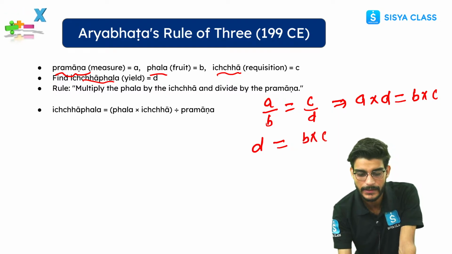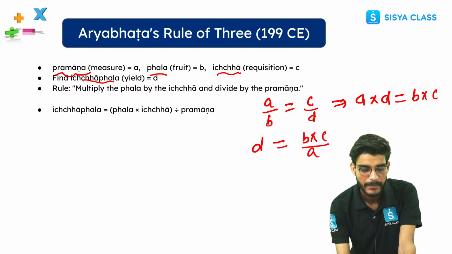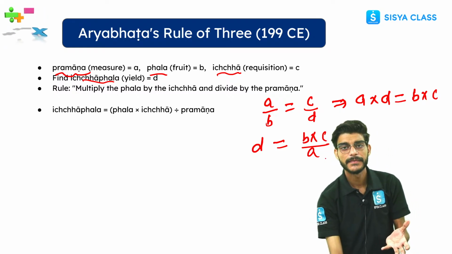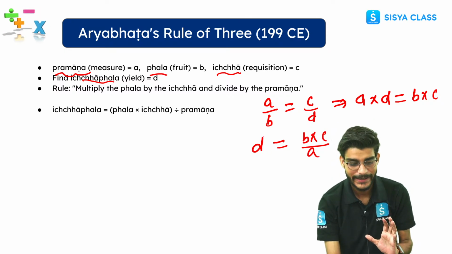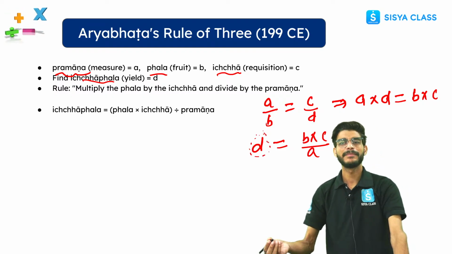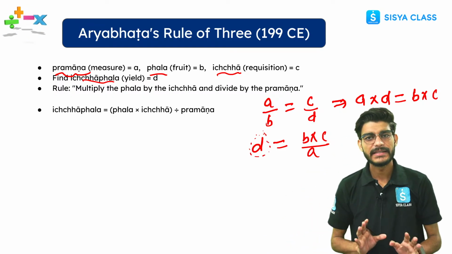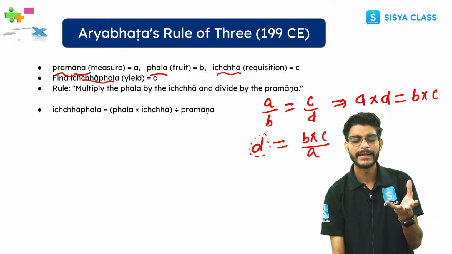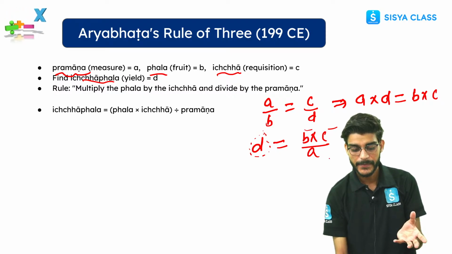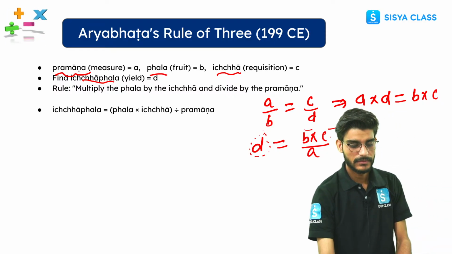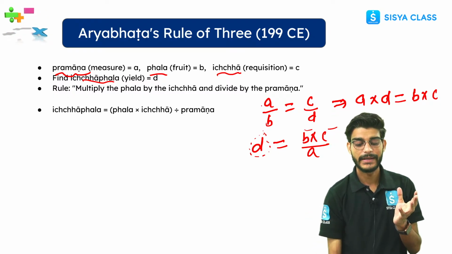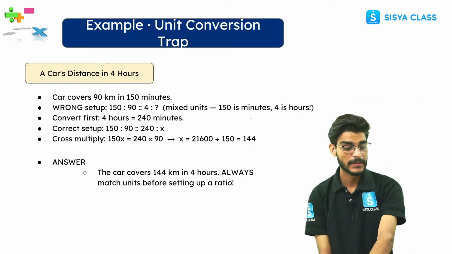B into C divided by A. Means Phala: B was Phala, Phala into Iksha divided by Pramana. If you have to find the Ikshaphala, this is Ikshaphala, it is just a name. Just simply remember this as A, B, C, D. Just know that Ikshaphala equals Phala into Iksha divided by Pramana. That's it. So you don't need to remember the name, just remember it as A upon B equals C upon D. Then you can cross multiply the terms.